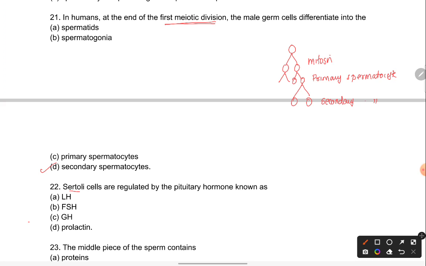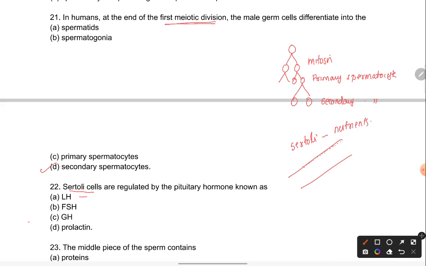Sertoli cells, do you remember? In the seminiferous tubule wall, there are two different types of cells. One is spermatogonial cells which will develop into spermatozoa, and the second one is Sertoli cells. Do you remember its function? These cells produce the nutrients for the development of the spermatozoa. And the action of these cells is regulated by one pituitary hormone. Do you know which hormone that is?